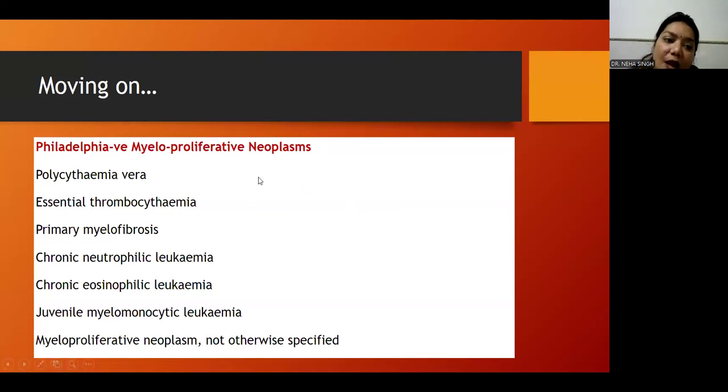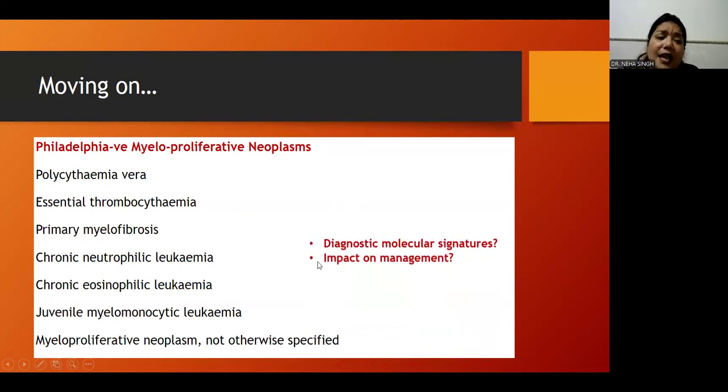After CML, we now move on to the Ph negative myeloproliferative neoplasms, which include these entities. Now, knowing the diagnostic molecular signature is important. Why is it important and how does it impact the management is something we need to discuss. So let's look at these first three entities. These are very common. Almost all of you must know them, must have read them in your MD days also.